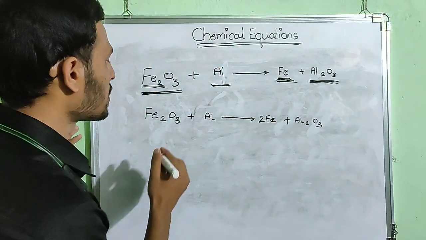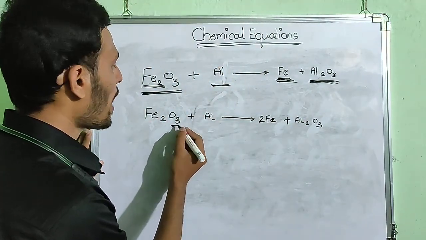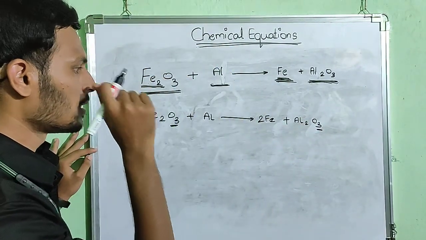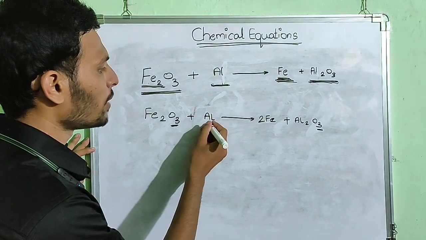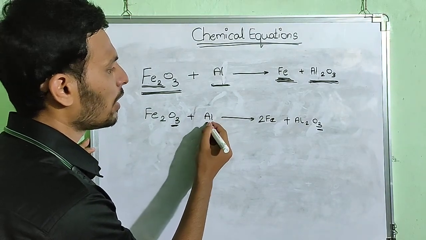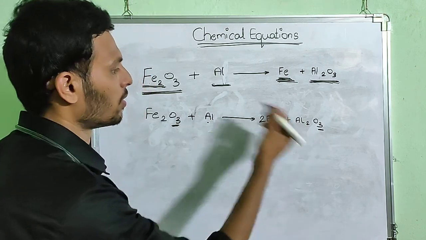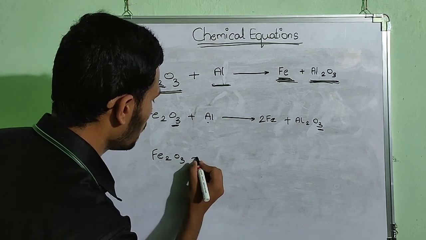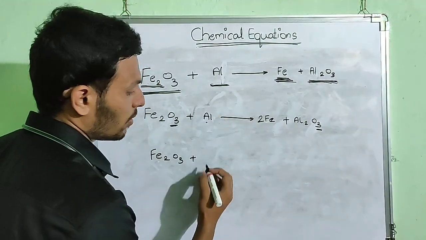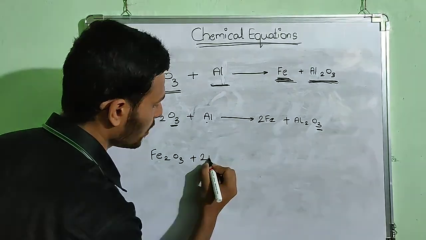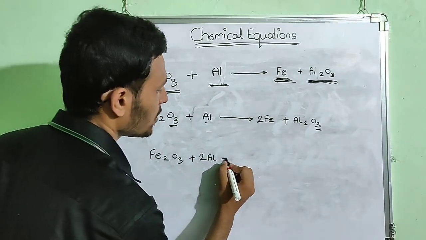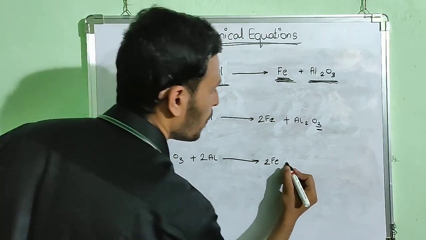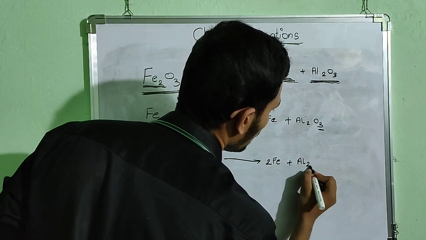Al2O3. Now we'll see oxygen atoms. I have 3 oxygen atoms, and here also there are 3 oxygen atoms. It is balanced. Now jump on to aluminium. I have 1 aluminium here, but I have 2 aluminiums here. So I will write it once again. Fe2O3 plus, I have to add 1 more aluminium. So 2 into 1 is 2 aluminiums, it gives rise to 2Fe plus Al2O3.